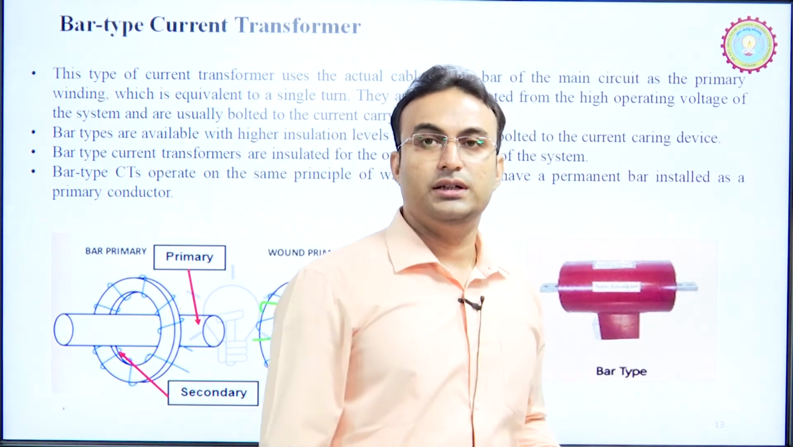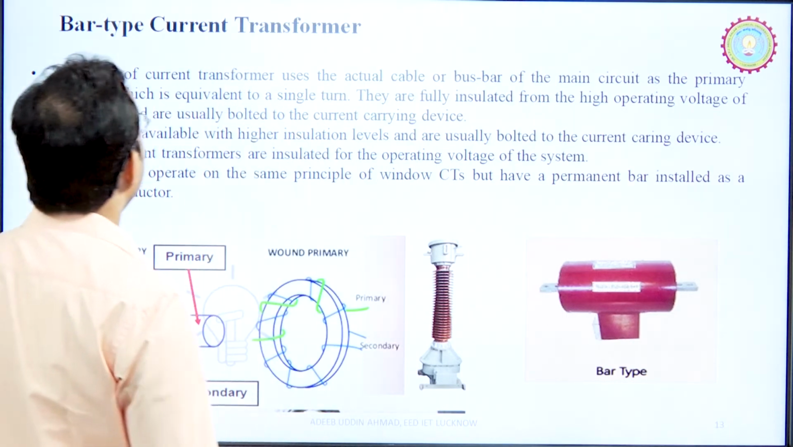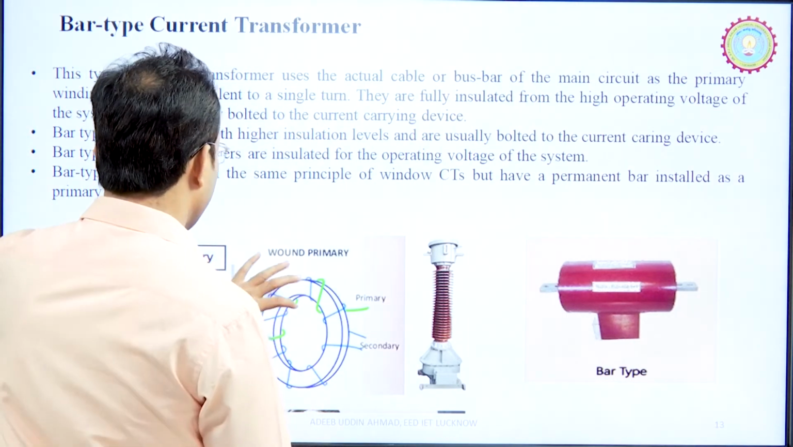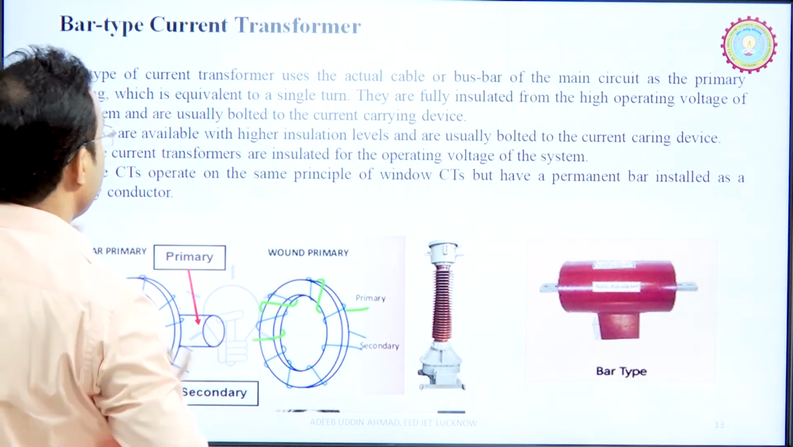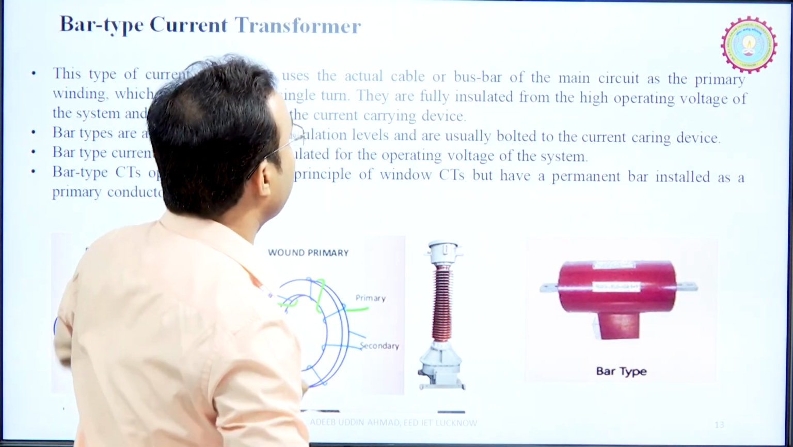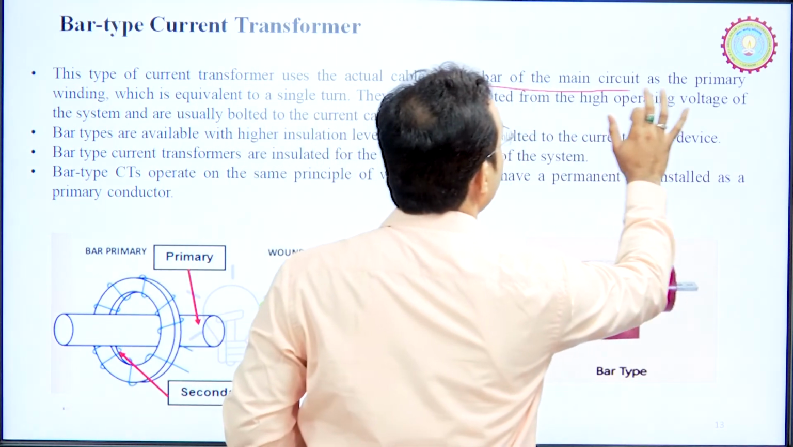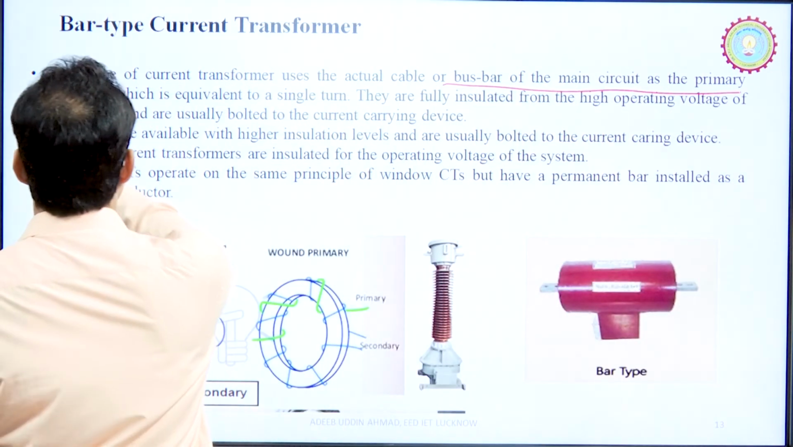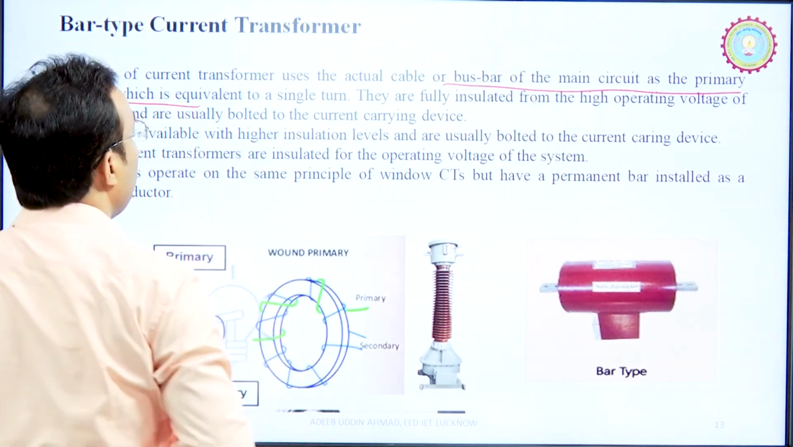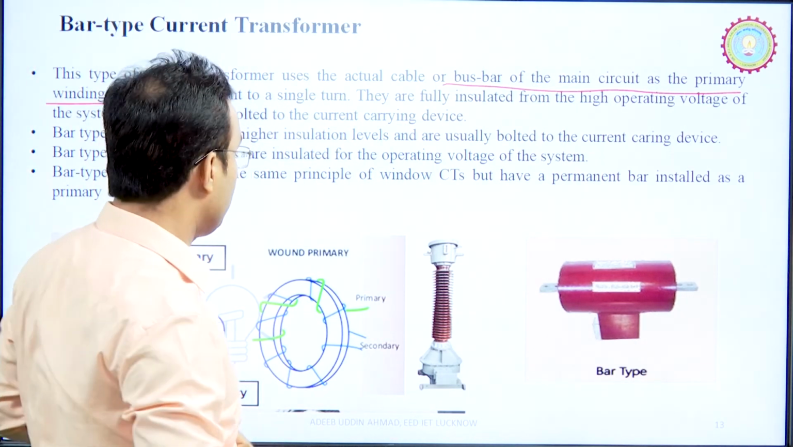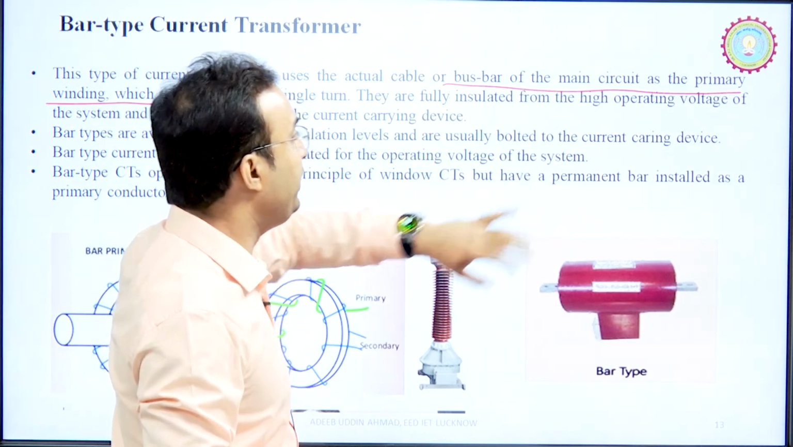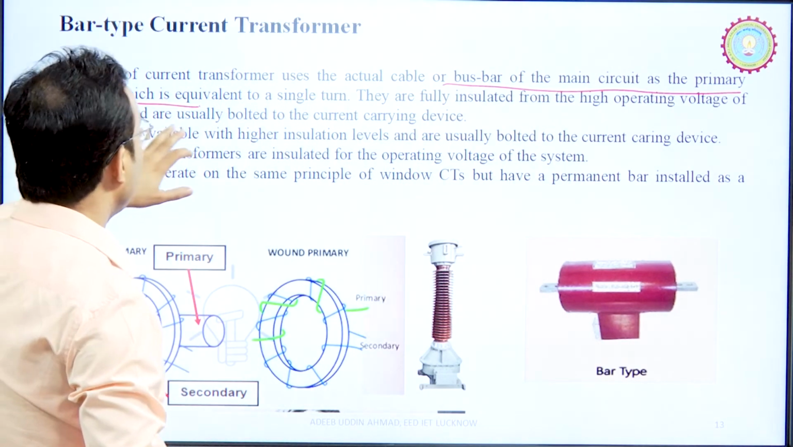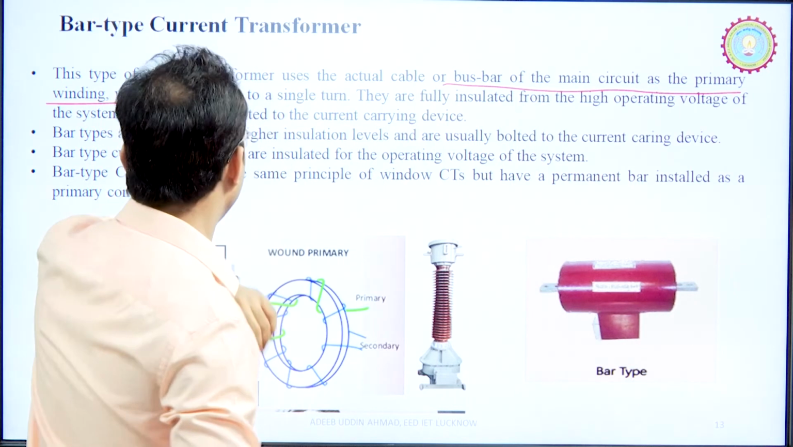Now, the second is the bar type current transformer. So, this is a bar type current transformer, you can understand this is a bar type. So, a bar is there. This type of current transformer uses the actual cable or bus bars of the main circuit as the primary winding, which is equivalent to a single turn. So, primary is a single turn, therefore, fully insulated from the high operating voltage of the system and usually bolted to the current carrying devices.